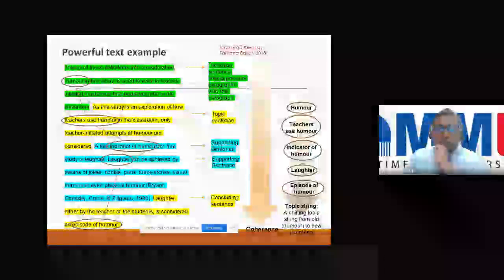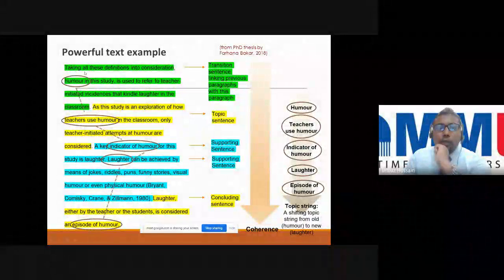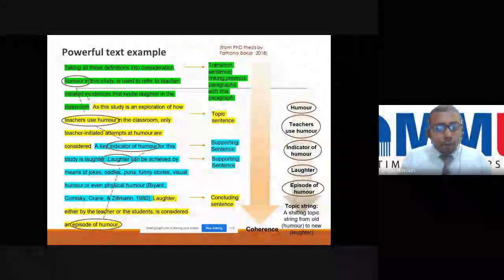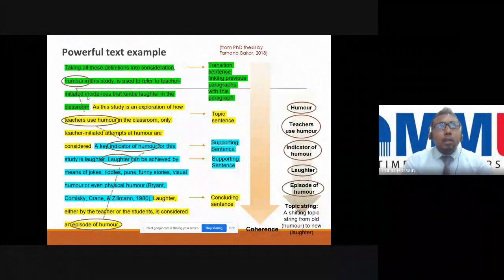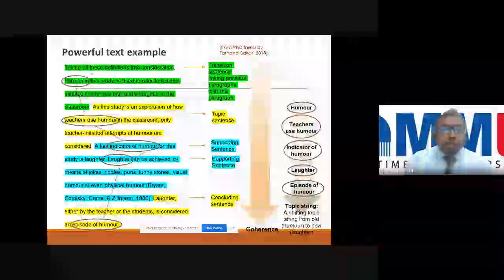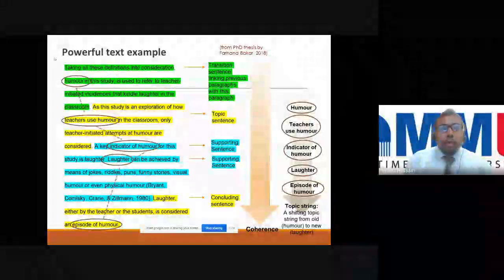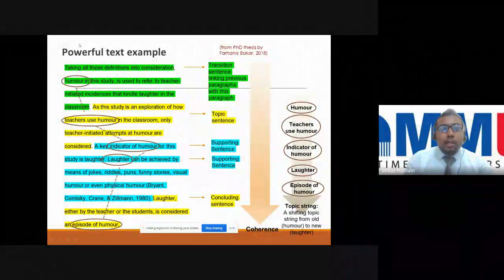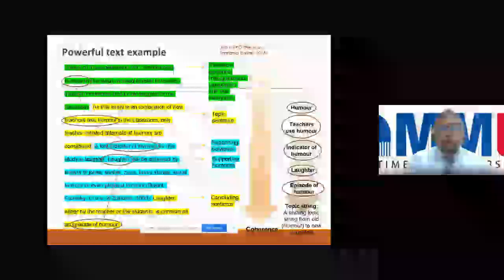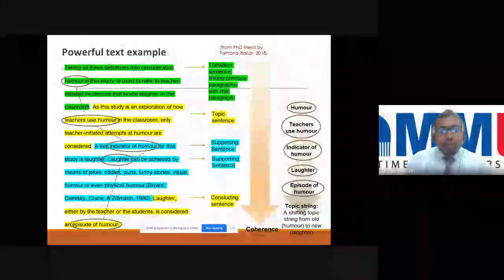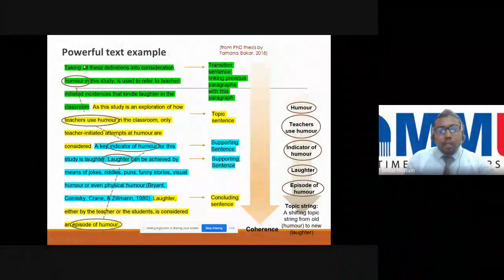So he used the first sentence to give the humor, because his topic was about humor and fun. You see that first sentence, "taking all these definitions into consideration," means she is referring to the previous sentences. The previous paragraph was about the definition, so she linked the reference from the previous paragraph into this paragraph. So this is the flow, actually.